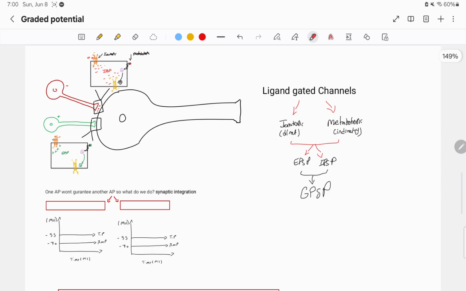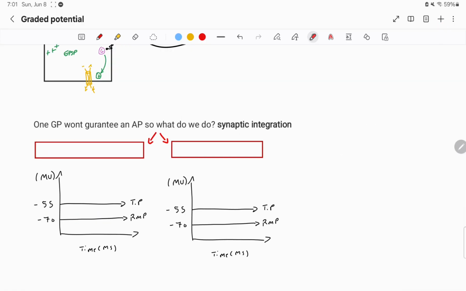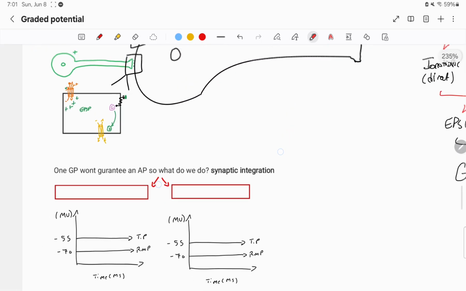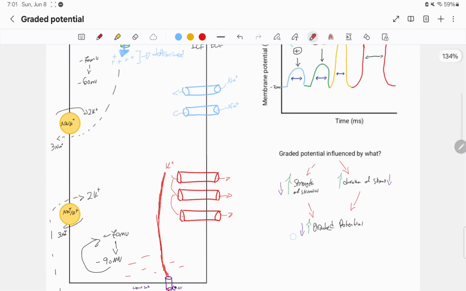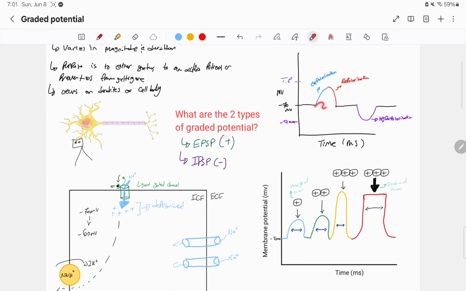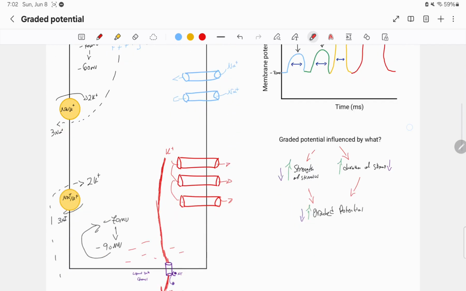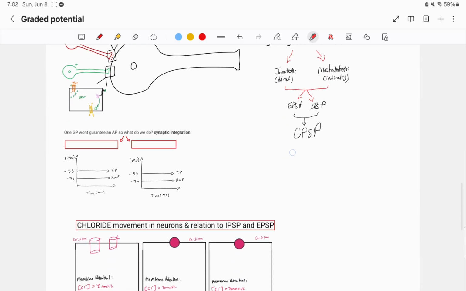All right, which brings me to my next point, which is one graded potential won't guarantee an action potential. So what do we do? In this scenario, we're talking about the specific kind of graded potential that might get us to an action potential. And if you remember from the previous slide, we said that's called an EPSP, okay? Because it's making the membrane positive, depolarizing, getting us close to threshold. Remember, if I hit threshold, I'm causing an action potential. We'll talk more about that in the next video.